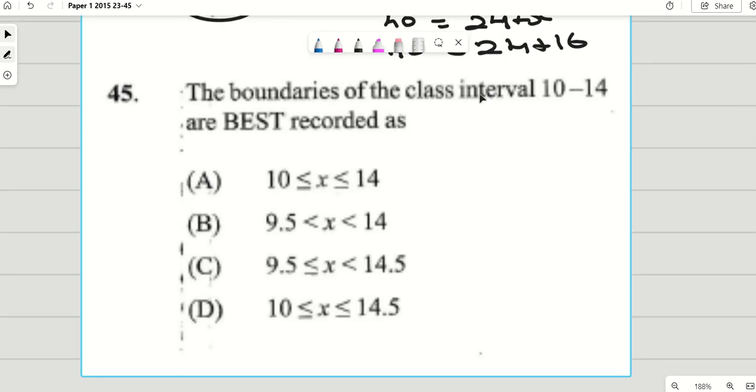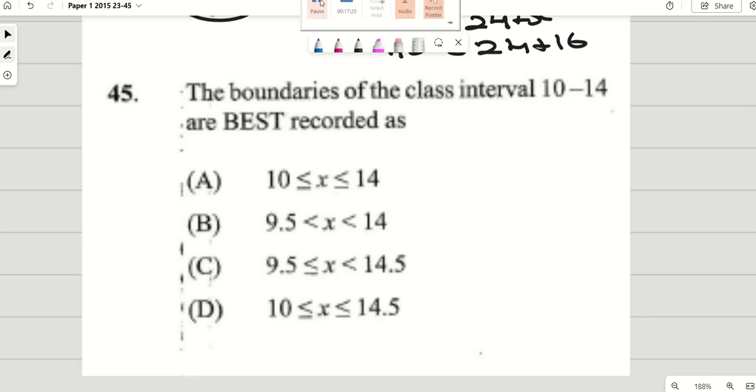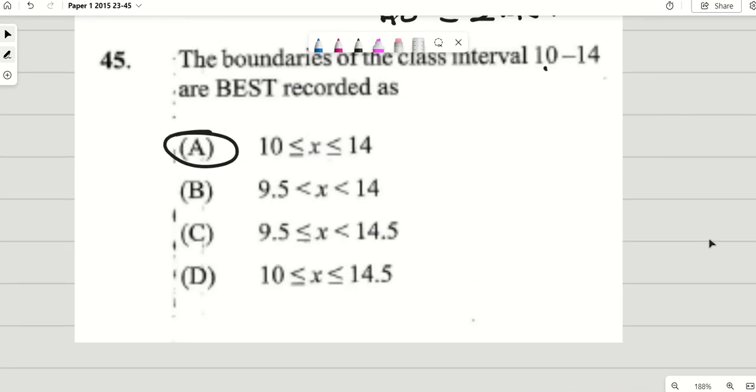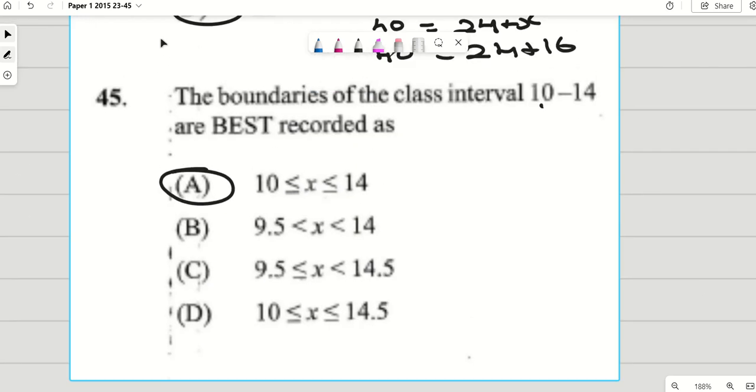The boundaries of a class interval 10 to 14 is best recorded as the first one. The range is from 10 to 14, so it would have been A. From 10 to 14. And that would have been your answer. And that is the end of May, June 2015.